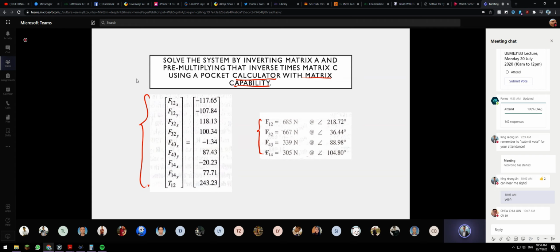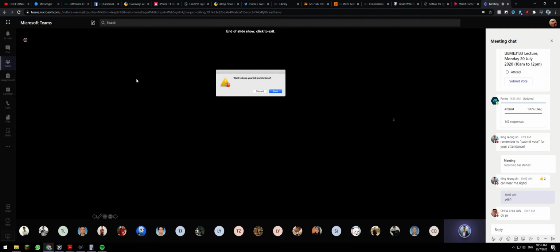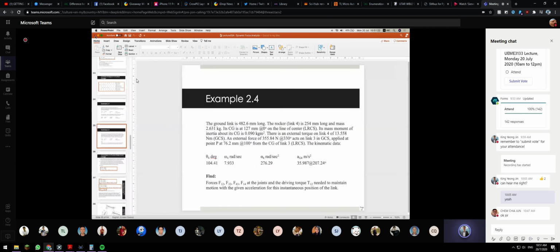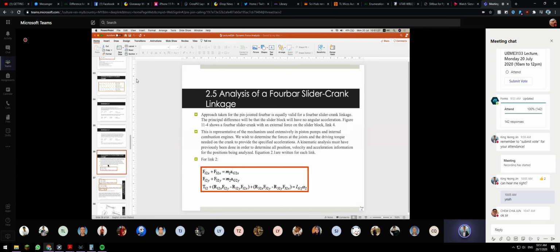So do remember when we do this calculation, it is only at the specific location. For example, this one is only at theta 2 is 60 degrees. Right? When theta 2 becomes 61 degrees, all these 4 values will have a new value. Okay, so these are the two questions you have to do. So mainly it is to build the dynamics force analysis matrix. Okay.